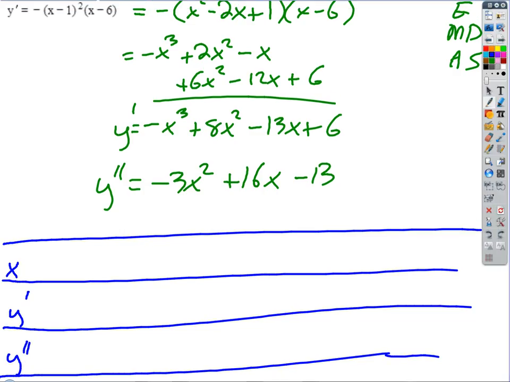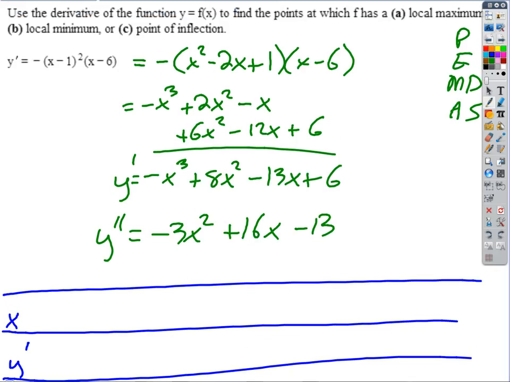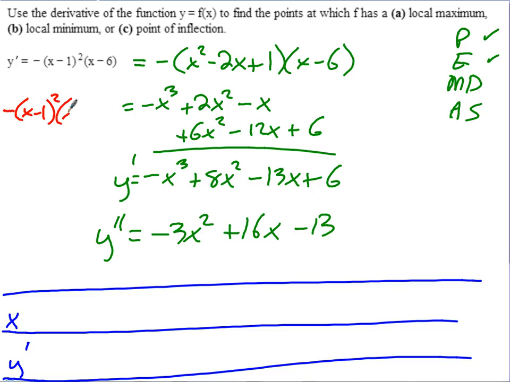Okay, so if we go back up here and we look at this, the problem that we've got to solve, right, if we want to find the relative extrema, we got to know where the first derivative critical numbers are. So we're just going to set this guy equal to 0, right? Negative x minus 1 squared times x minus 6 equals 0.